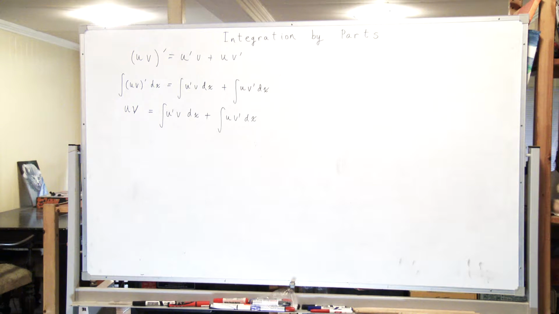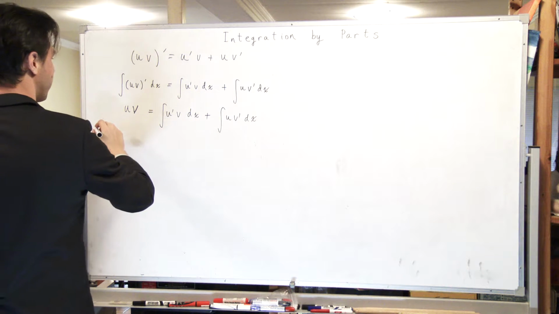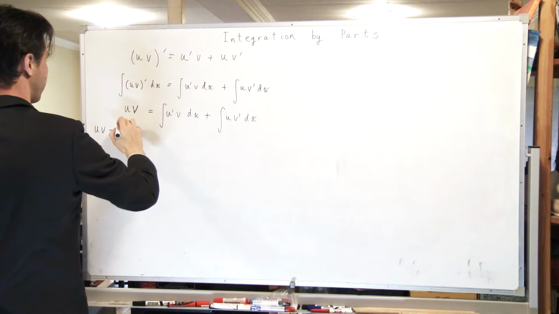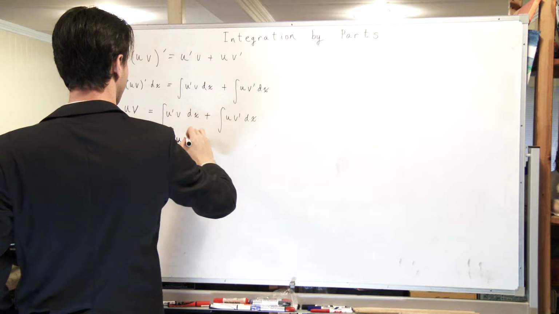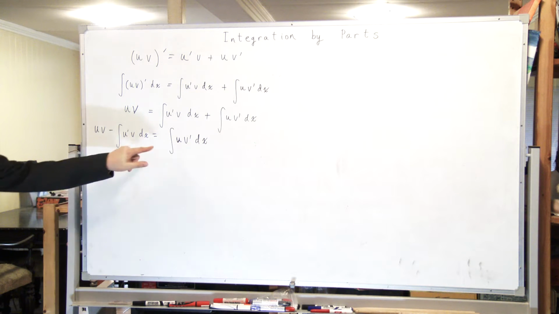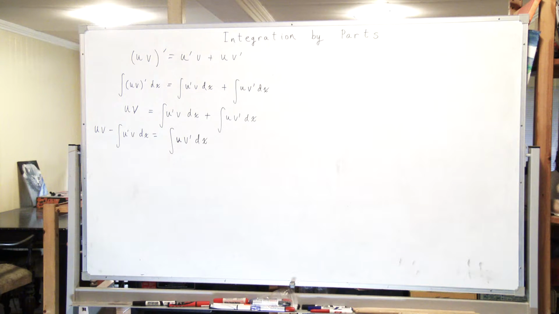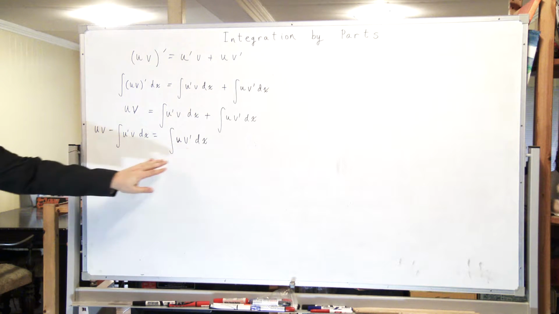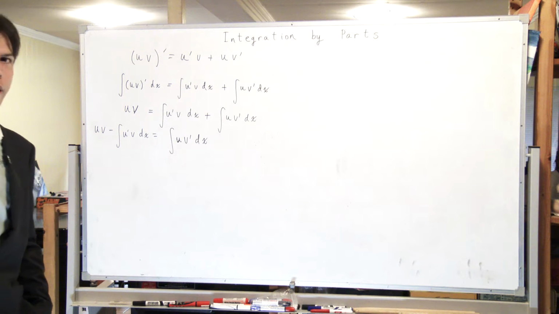Now let's rearrange and let's subtract this part from both sides. And here we have the formula for integration by parts. If I see that I'm taking an integral of a function which is a product of two other functions, I can express that in a different way, like this, and sometimes that makes it easier. Here's an example where it makes it easier.